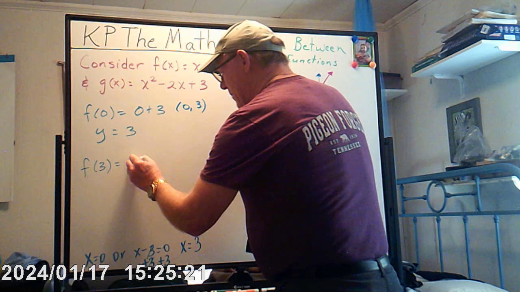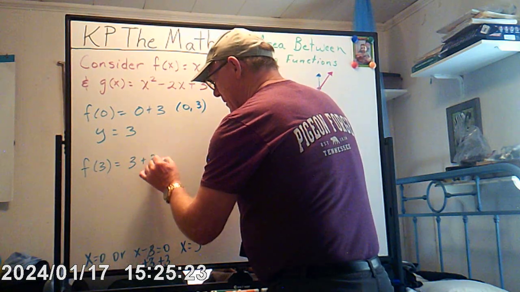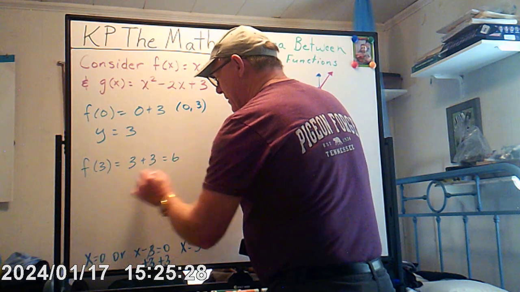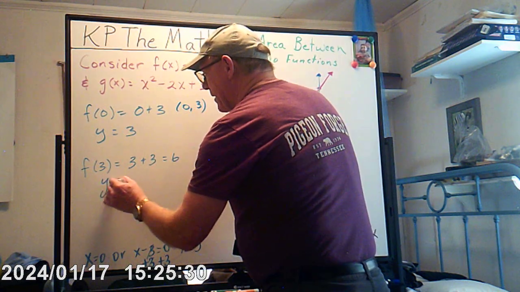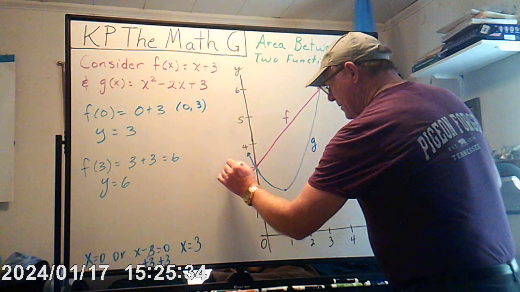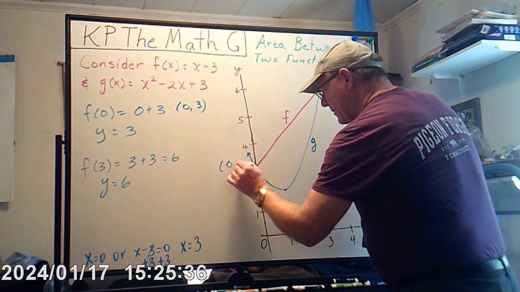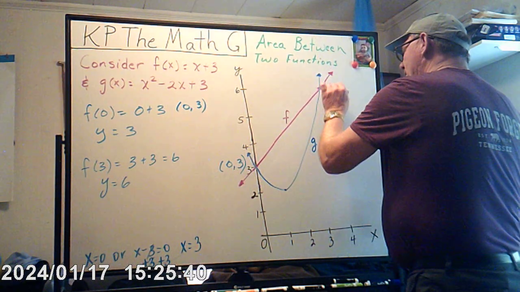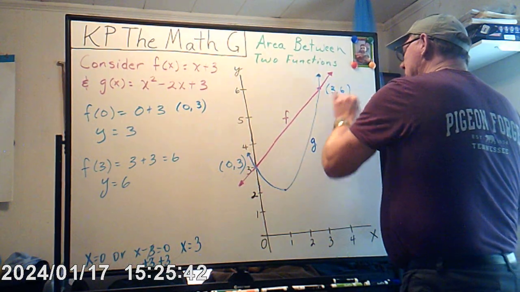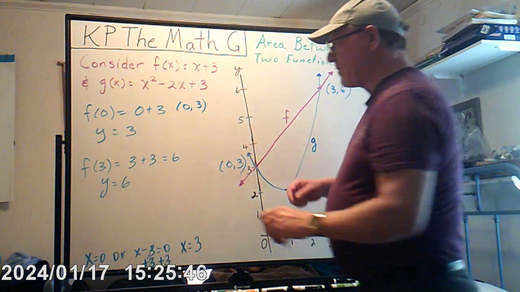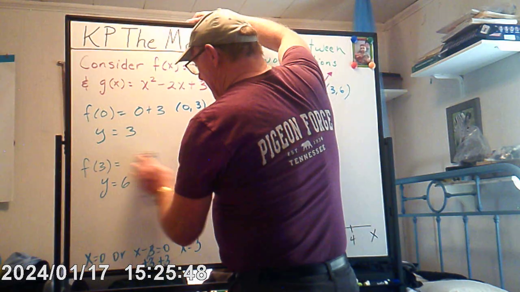And then again, 3 plus 3 is equal to 6. Alright, so F at 3 is 6. So that's Y is 6. Alright. And again, so here we go. This is 0, 3 right here. 0, 3. And then this one here is 3, 6. Alright. And of course you have to draw the graph of each one if you did.